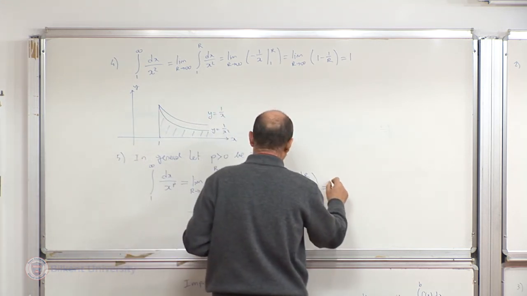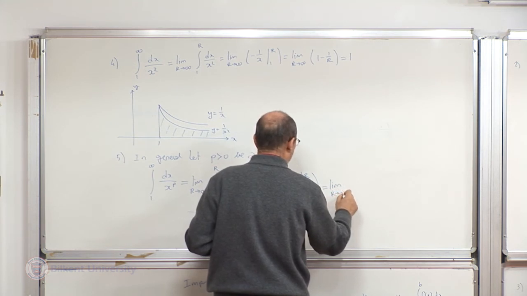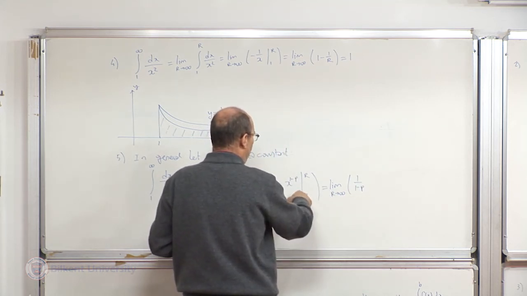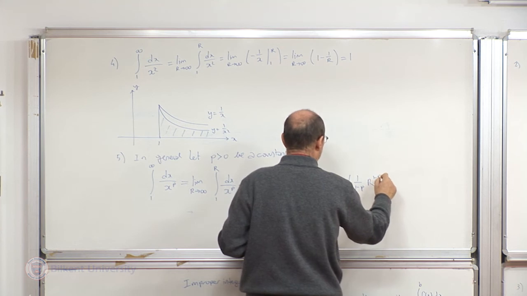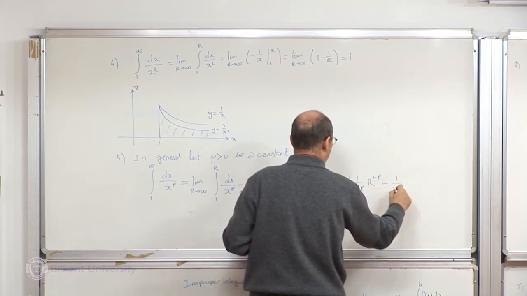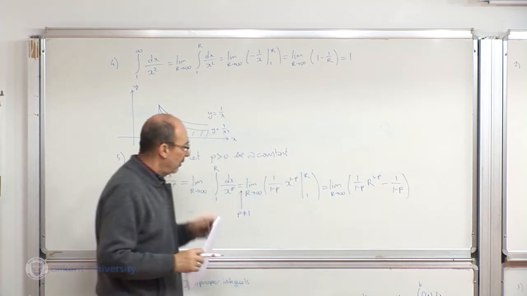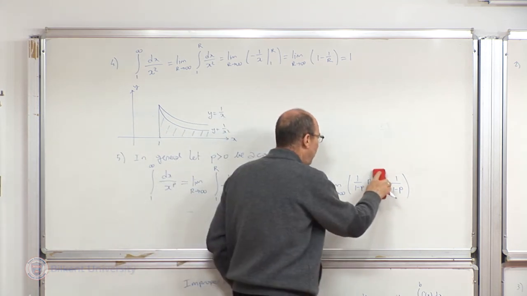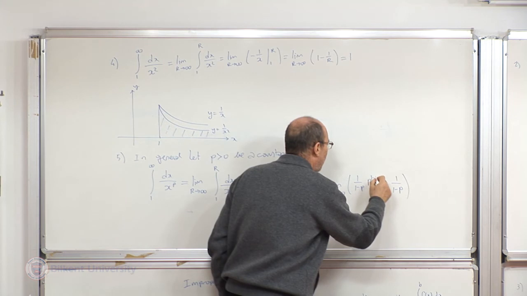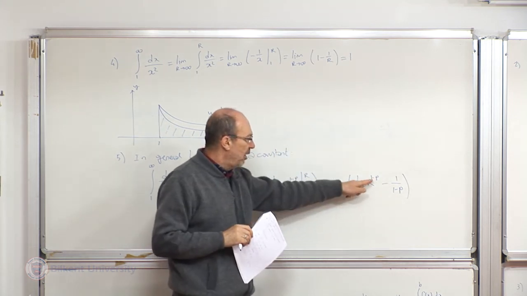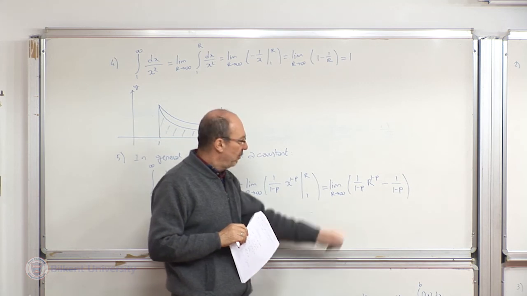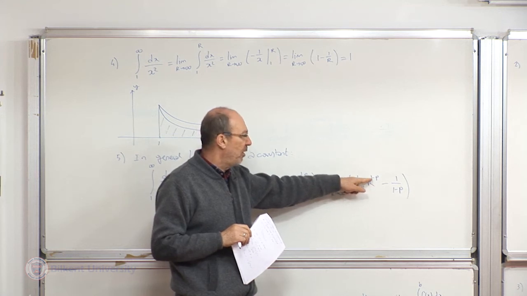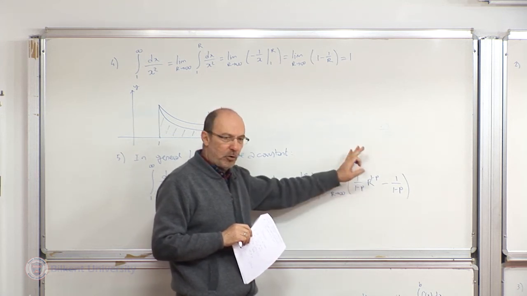Okay, let us evaluate this before the limit. So this is 1 over 1 minus p, r to the 1 minus p, minus 1 over 1 minus p. Now r goes to infinity. The only way this is going to be finite is when this power, 1 minus p, is negative. If 1 minus p is negative, then I have 1 over r to some power, and it goes to 0. If 1 minus p is positive, then this goes to infinity.